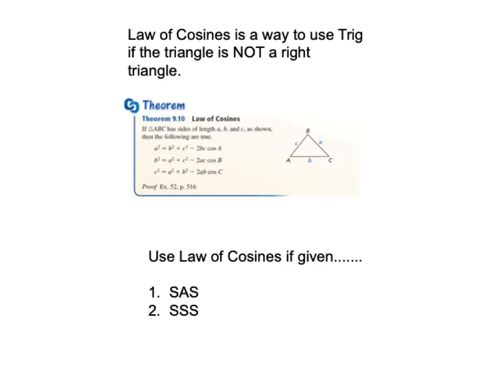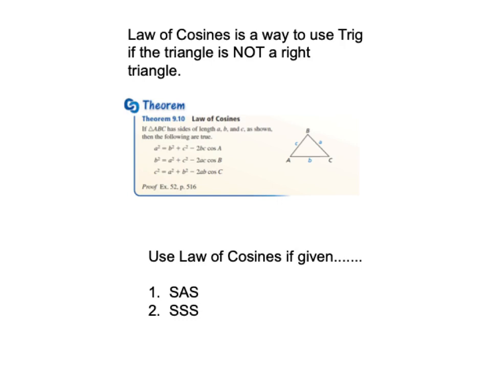Hello. So today we are going to talk about the law of cosines. And the law of cosines is a way to use trig if the triangle is not a right triangle. So everything that we've done so far, sine, cosine, tangent, solving right triangles, everything has been right triangle trig.